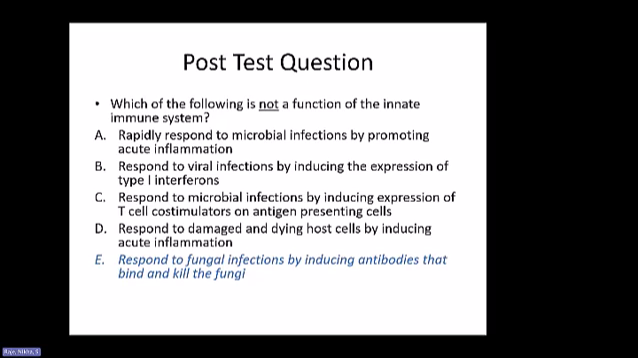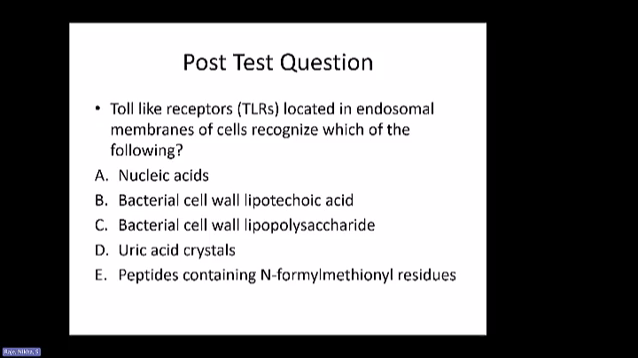Antibodies are part of the adaptive immune system. Toll-like receptors located in endosomal membranes of cells recognize which of the following? Is this one A and C, nucleic acids and bacterial cell wall lipopolysaccharide? So nucleic acids are the major one in the endosome, where they'll come across the nucleic acids from various viruses, right? Gotcha. Okay. All right, questions?